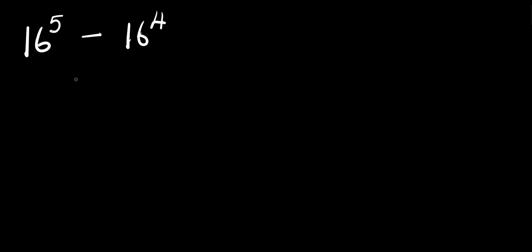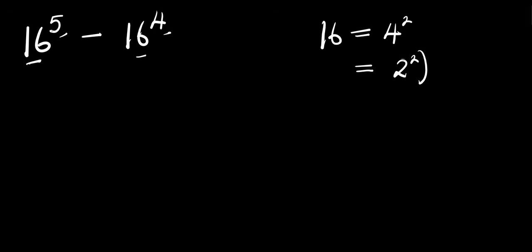Hello, how to evaluate without a calculator? This is 16 power 5 minus 16 power 4. So I can express 16 as 4 power 2. Remember, 16 equals 4 power 2, and 4 is a perfect square, which is 2 to the power of 2. That means this is raised to the power of 2, and this is 2 power 4. So 16 is 2 power 4.